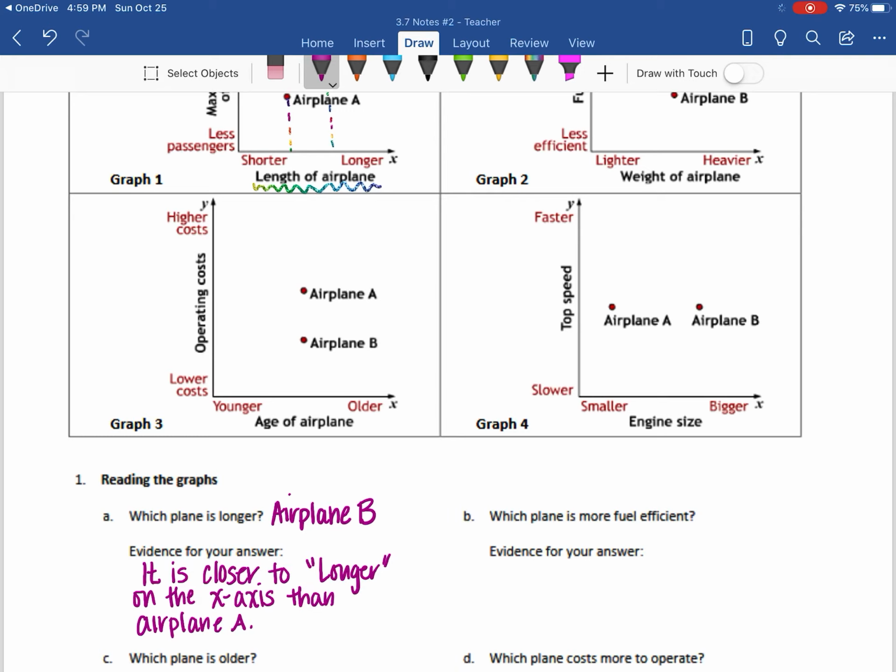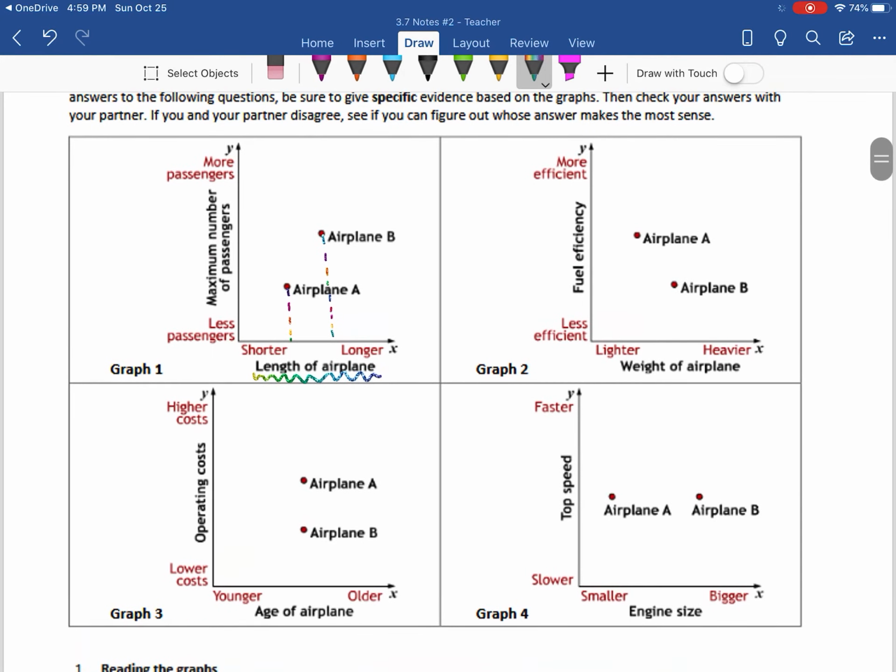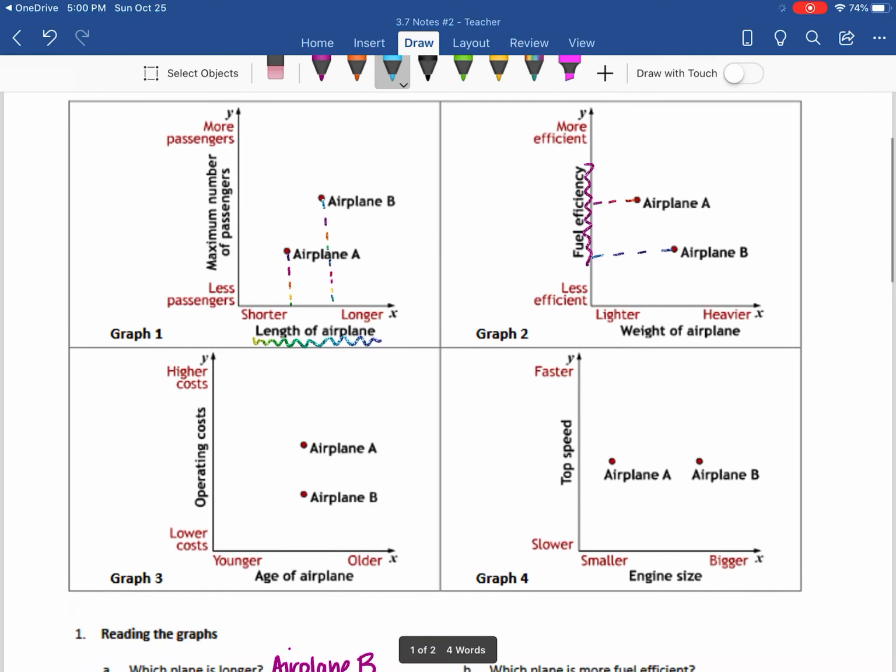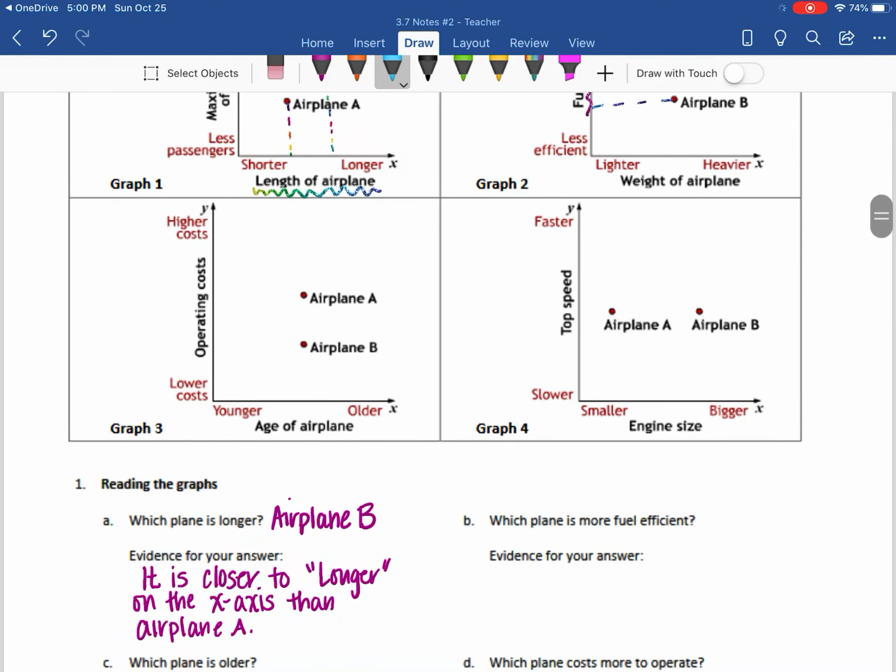Okay. All right, let's take a look at the next question. We are being asked about fuel efficiency. So let's take a look. Fuel efficiency, it looks like, is on graph 2, and it is on the y-axis. So I'm going to take a dotted line from airplane A and airplane B over to the y-axis. Okay, and then we're going to answer which one is more efficient. Well, airplane A is more efficient.